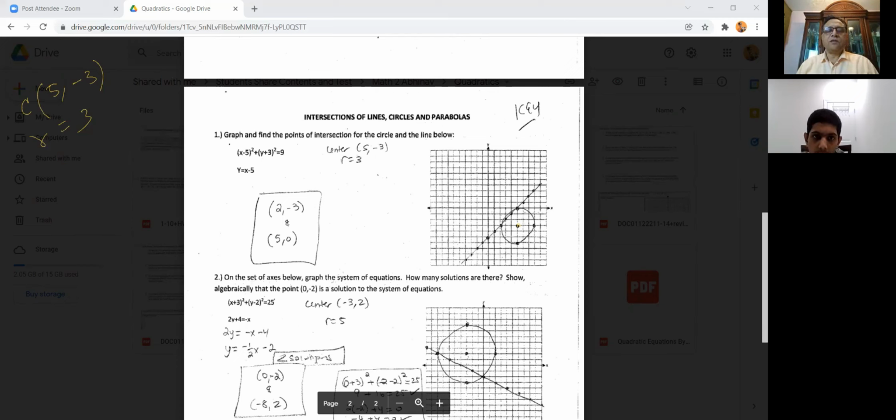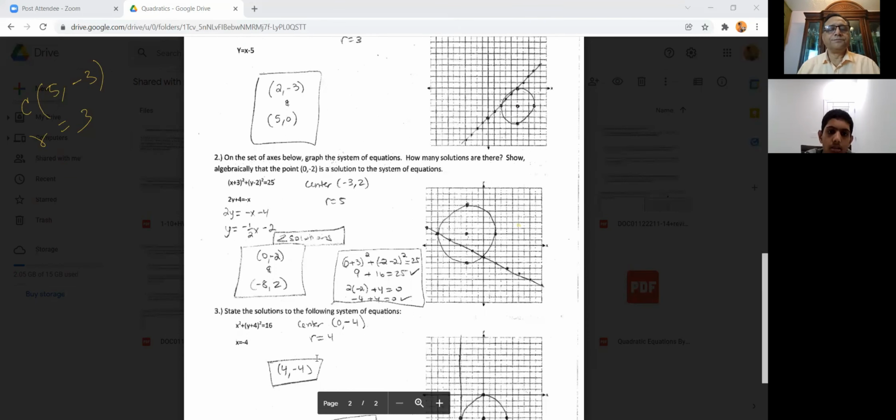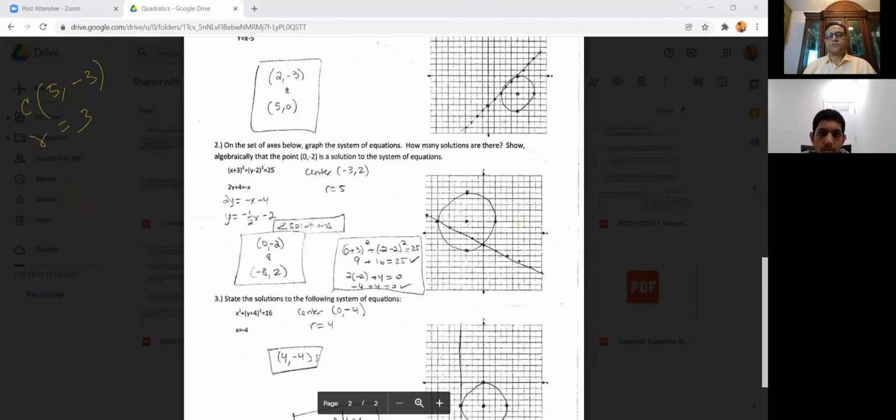You do have two solutions here, 2 and minus 3 and 5 and 0. Okay. Let's see the next question. Can you please read? On the set of axes below, graph the system of equations. How many solutions are there? Show algebraically that the point (0, -2) is a solution to the system of equations.